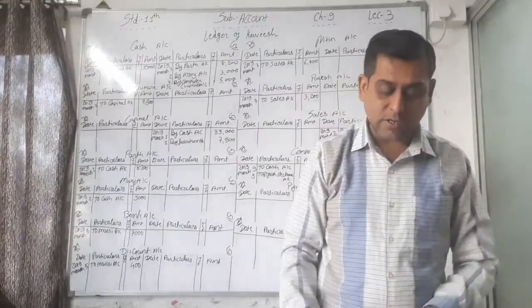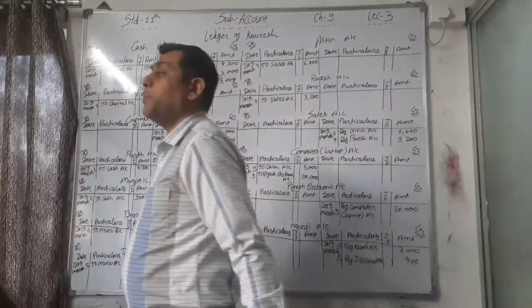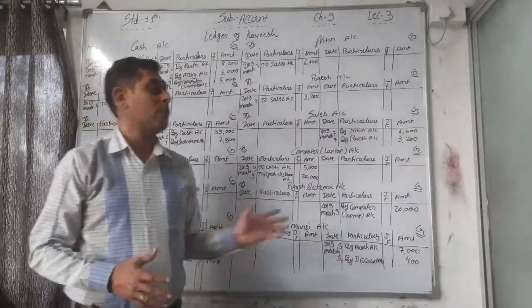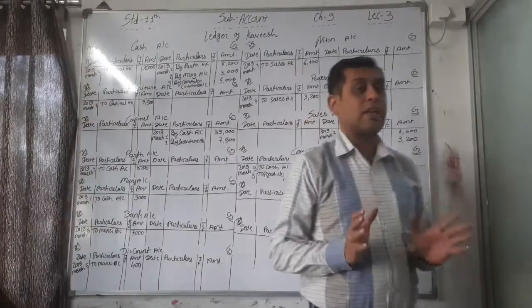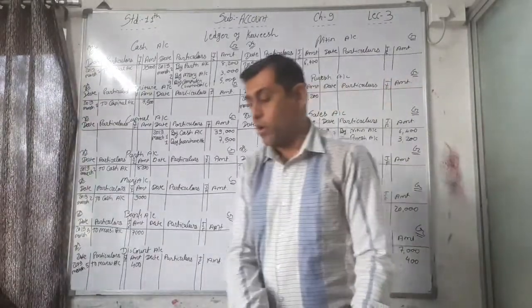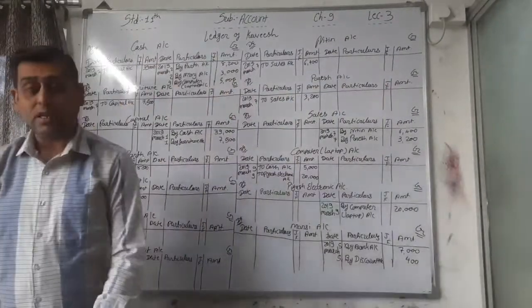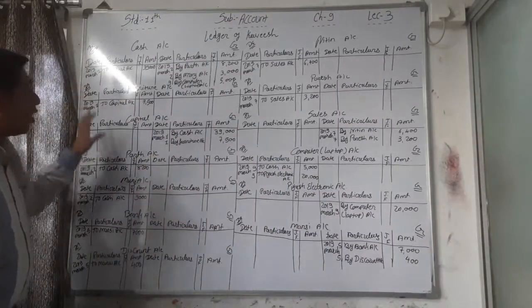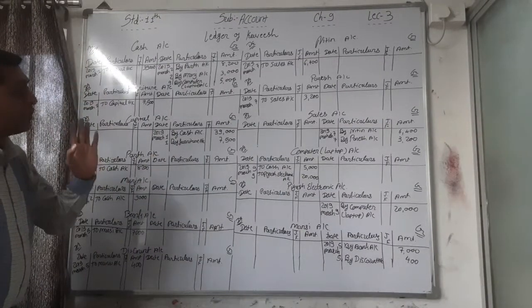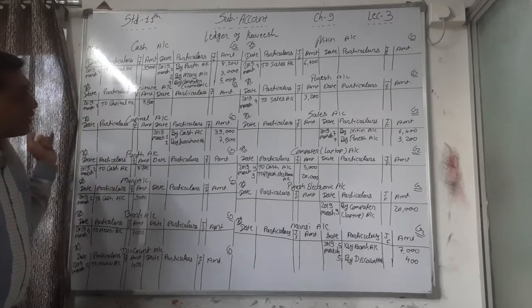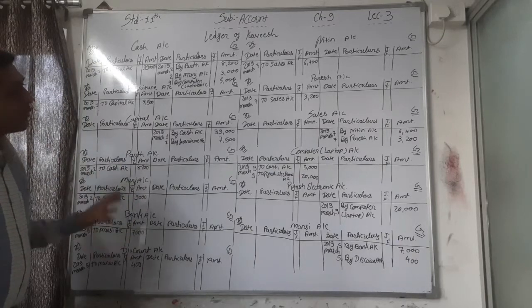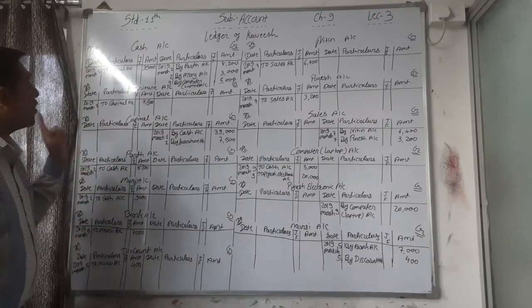Ledger of Kavish, we are writing out the posting, all the transactions we are posting. Here your second illustration is over. First of all, I am giving you 1 minute for that. Please see the full question and all the entries, and if you are missing any items, then please see this video again, clear that, and also make a practice.